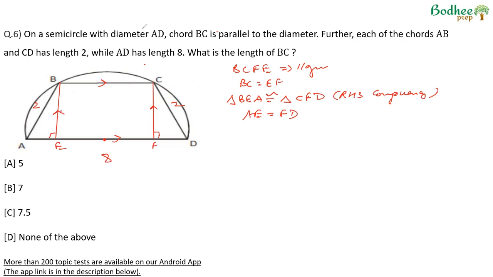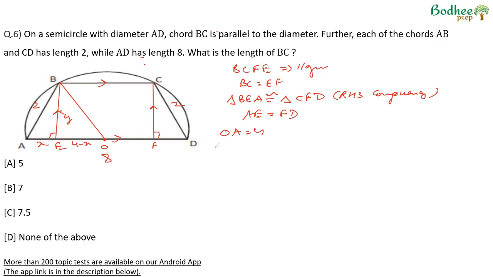Next, I'm joining B and the center. Suppose the center here is O. Now, OA will be 4 because AD is the diameter, half of AD will be the radius OA, which is 4. If we take AE as X, EO becomes 4 minus X. We are taking BE as Y.